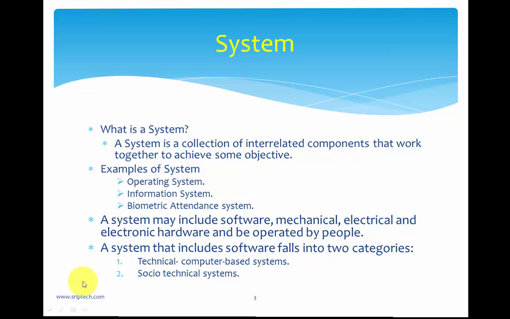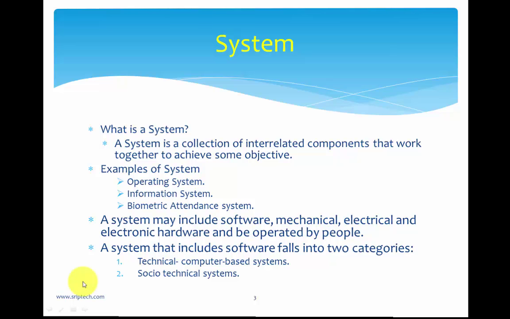Now, let me give you some examples of systems in terms of computer terminology. You have an operating system. You know what an operating system is. You must have used Windows 8, you must have used Windows 7. Those are examples of an operating system. You have an information system, something like the World Wide Web. The World Wide Web is a solid example of an information system. And you have a biometric attendance system. Most companies are going for biometric attendance systems where the attendance of an employee is taken in the form of biometrics. Biometrics could either be a thumb impression, or a voice, or even facial recognition.